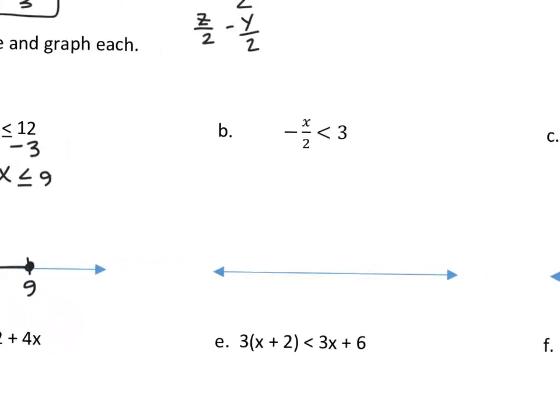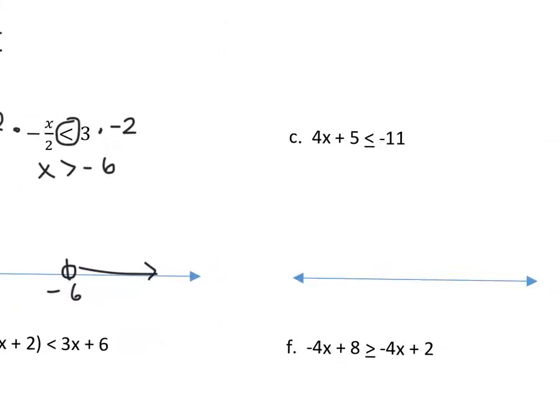For b, I'm going to multiply both sides by -2. That's going to get rid of the negative and the 2 in the denominator. So remember, if you multiply by a negative, you have to change the direction. So it's going to be x is greater than -6. So it's going to be an open dot at -6, shaded to the right.